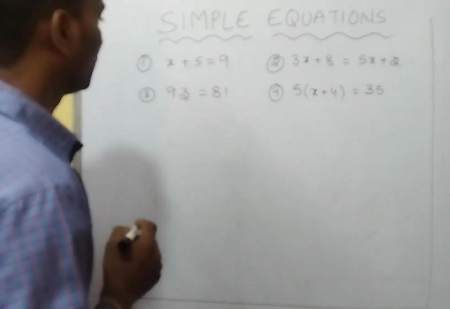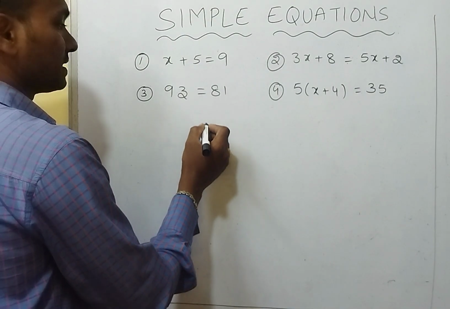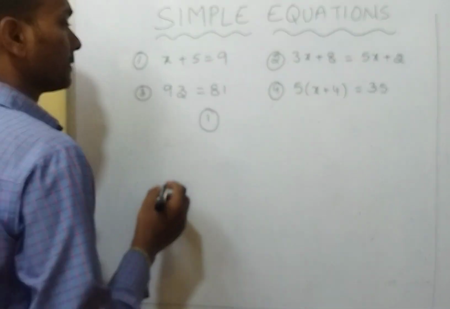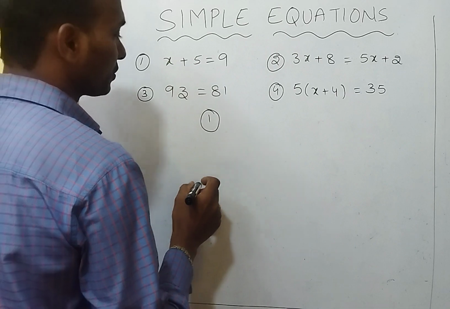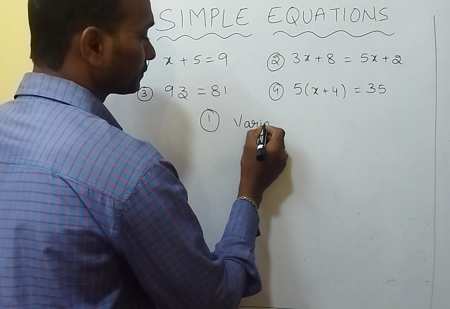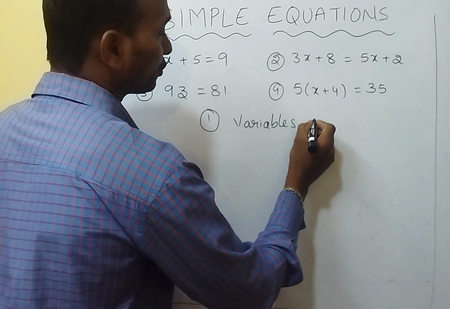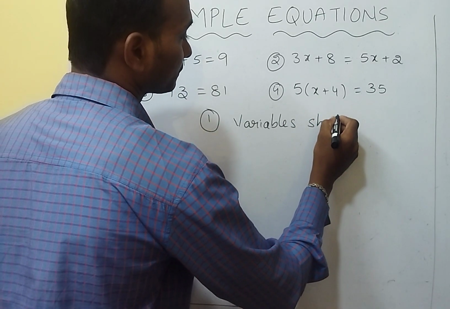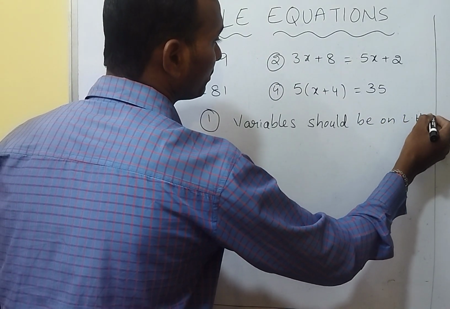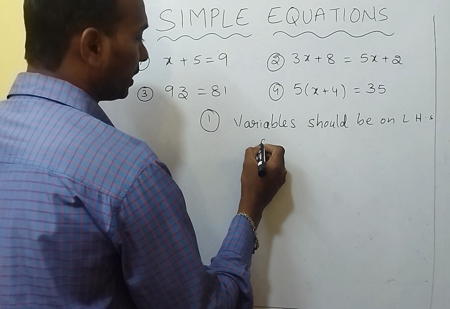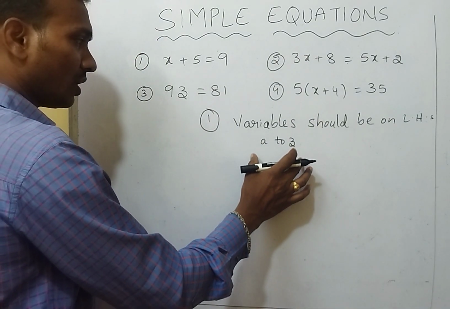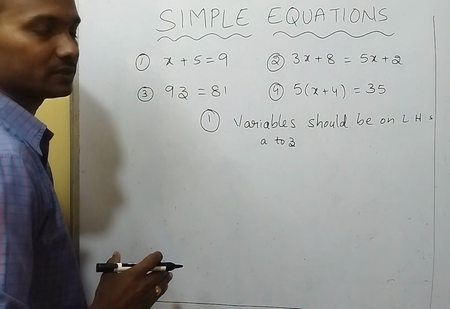Before going to solve these problems, we have to understand how to solve these simple equations. We have to follow certain rules. What are the rules here? Variables should be on the left side. So what are the variables? All small English alphabets, a to z, are called variables. Variables always should be on the left hand side.